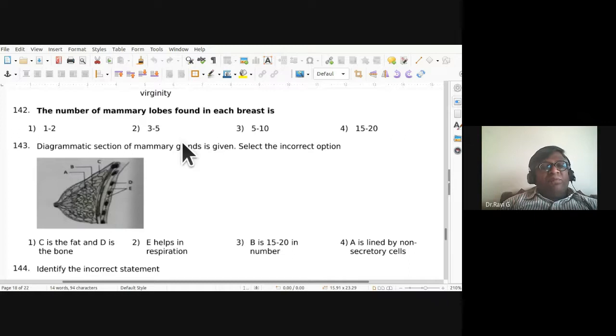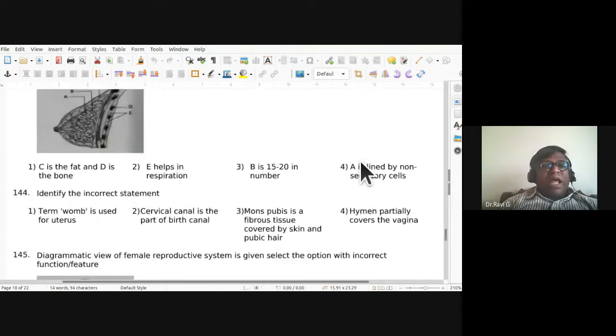The number of mammary lobes found in each breast is it 1 to 2, or 3 to 5, or 5 to 10, or the fourth one, 15 to 20? So 15 to 20 mammary lobes are found in each breast. So that is the answer, 15 to 20. The diagrammatic section of mammary glands is given.